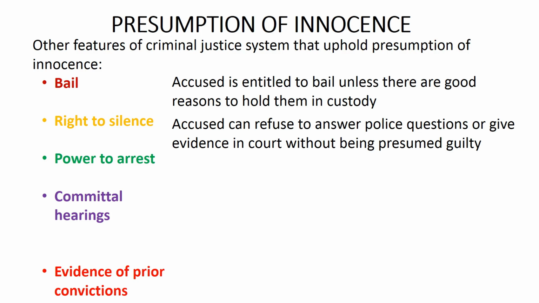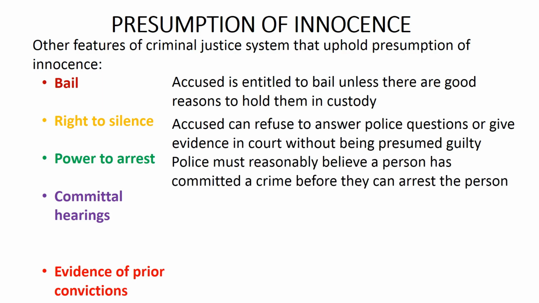The third feature of our criminal justice system that upholds the presumption of innocence is that before the police can arrest a person for a crime, they must reasonably believe that that person has committed the crime. This upholds the presumption of innocence because if a person is presumed to be innocent, then the police should not be able to arrest that person for committing a crime where the police have no real reason to believe that the person has in fact committed that crime.